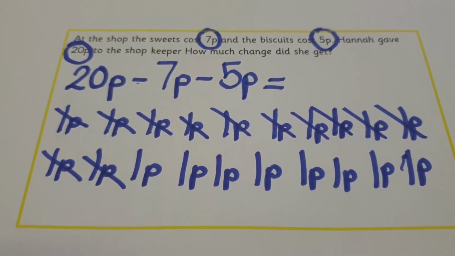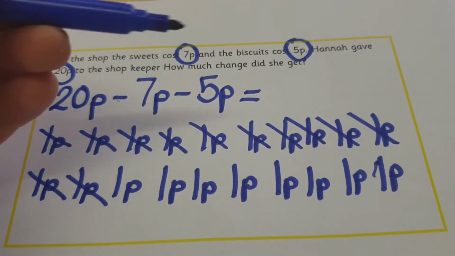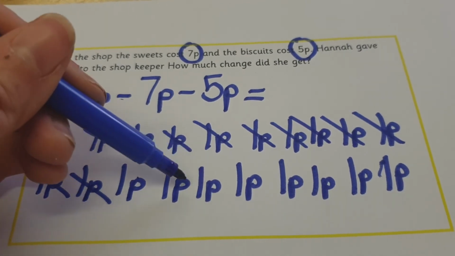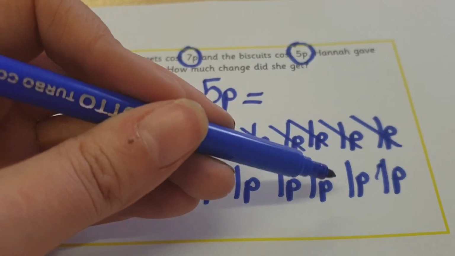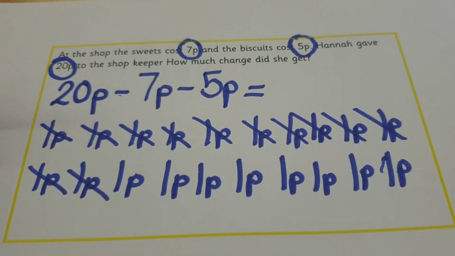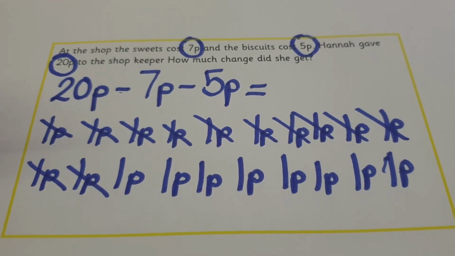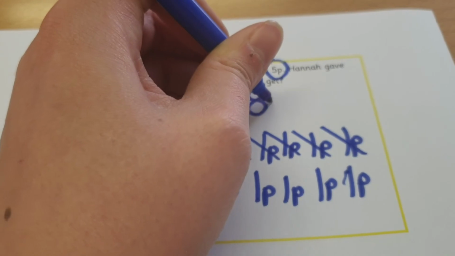How can I do that? Well done. I'm going to have to count them up. Are you ready? 1p, 2p, 3p, 4p, 5p, 6p, 7p, 8p. How much change is the shopkeeper going to give me then? Well done. He's going to give me 8p.